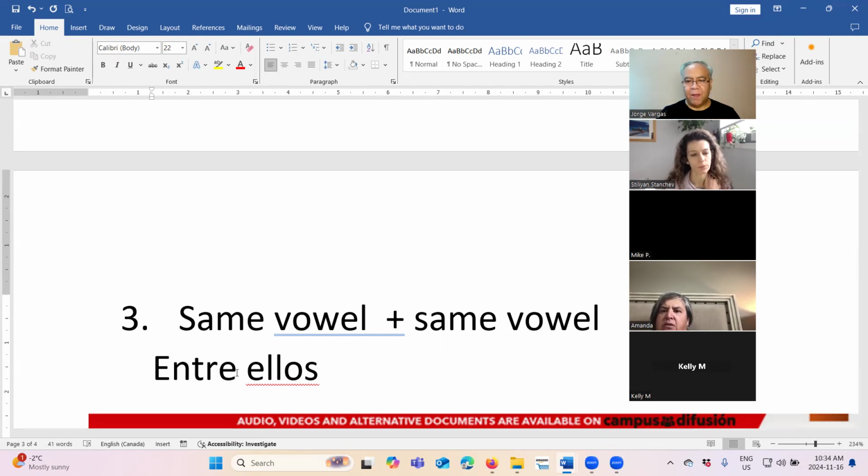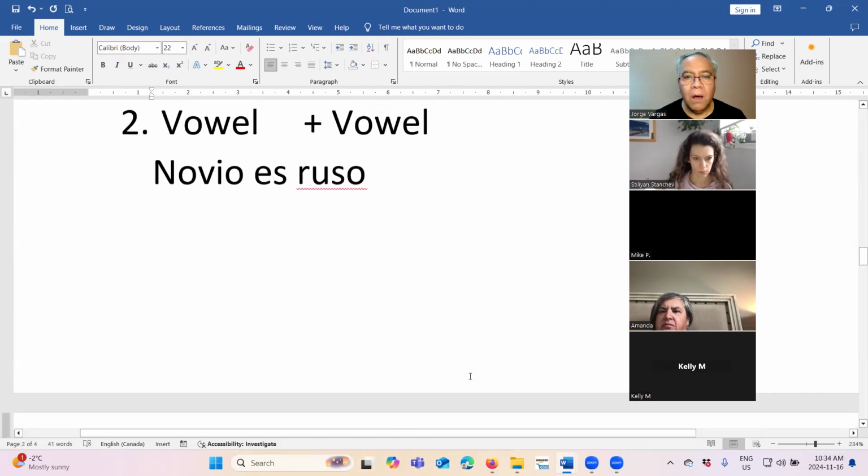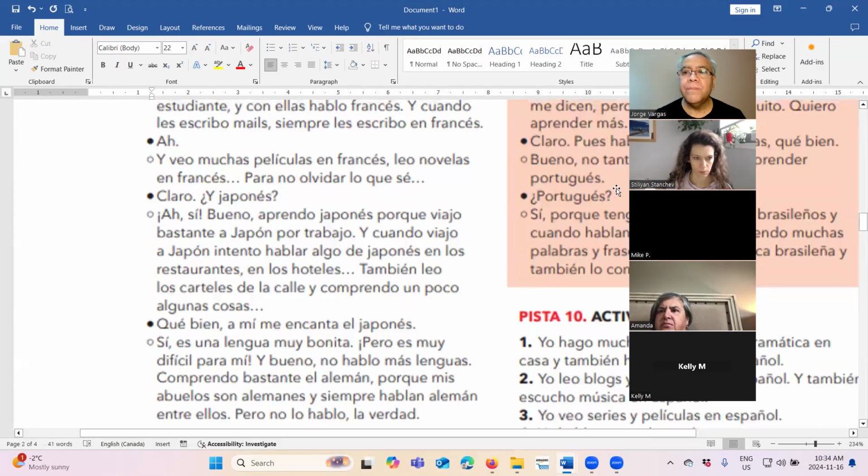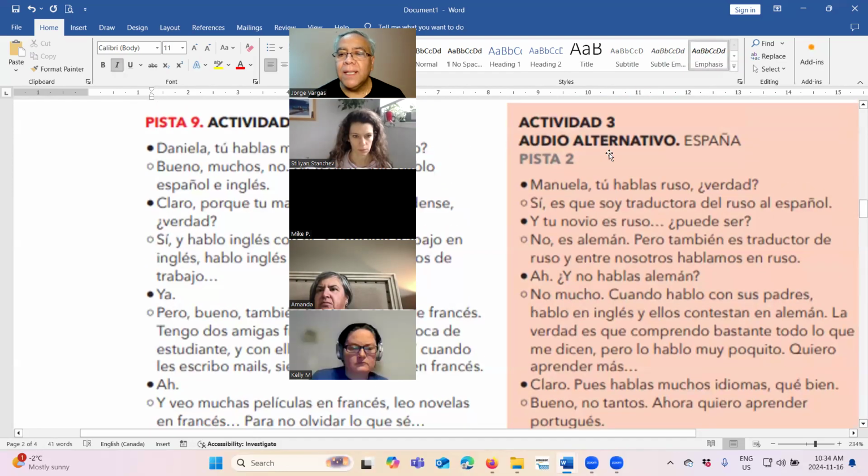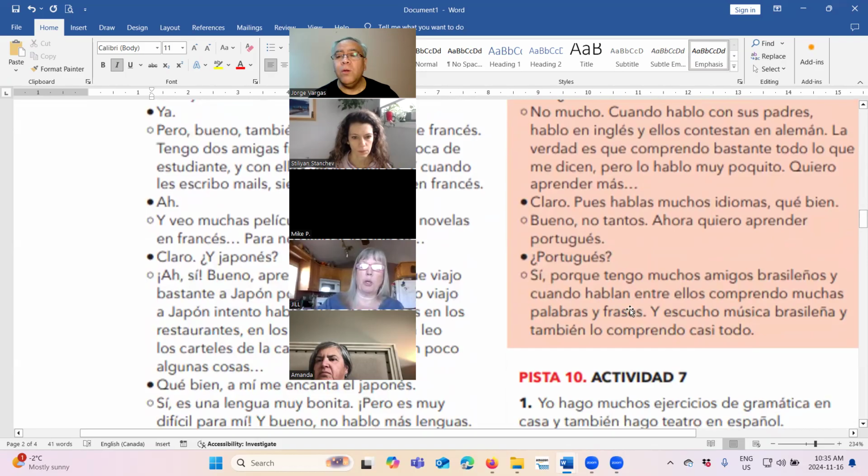Could we practice that at the count of 3? 1, 2, 3. Entre ellos. Outstanding. Now, could we apply it in the real situation of our sentences? So we'll go right to that line. Do we have it? Entre ellos? It's at the bottom of that box, right there.